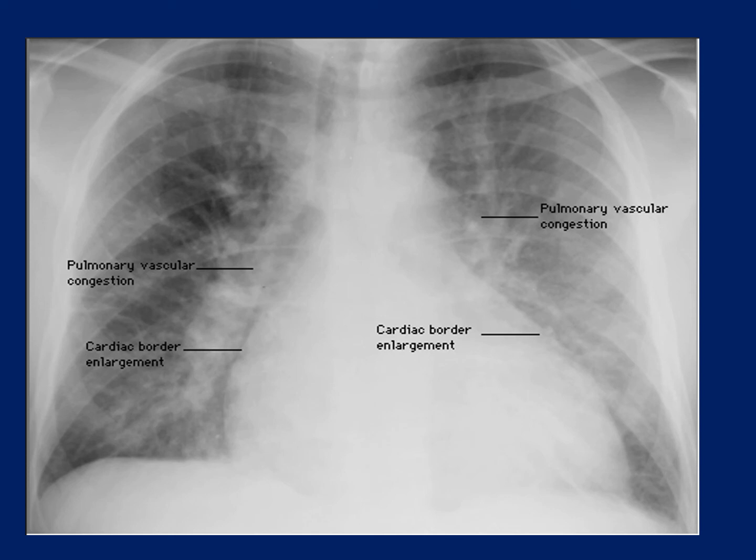Okay, this particular film, I hope you see something wrong with it. We definitely have an enlarged cardiac border. Okay, so that whole white area is definitely greater than 1/2. And then all the white fluffiness, they kind of call it, is the pulmonary vascular congestion, kind of around the heart area in the middle part of the x-ray.